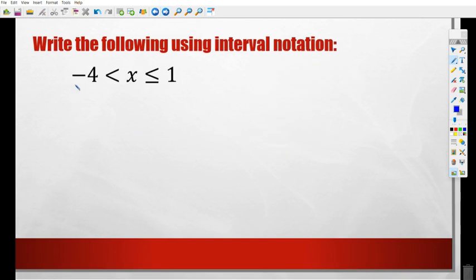Let's look here. It says, write the following using interval notation. This is going to be our last example for today. Let's put it on a number line. We'll go a little bit quicker now. We say x is in between negative 4 and 1.